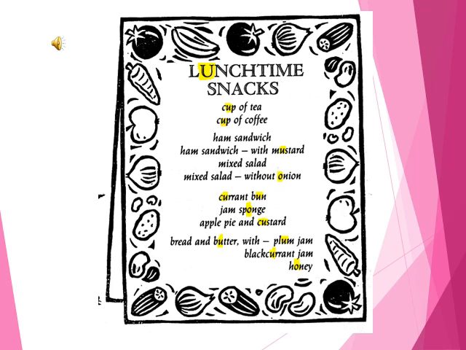Let's see where the front A occurs. The front A occurs in the word snacks, ham, sandwich, salad, jam, apple, jam again, and black here, in blackcurrant. Okay? Pause the video if you need to check your work.